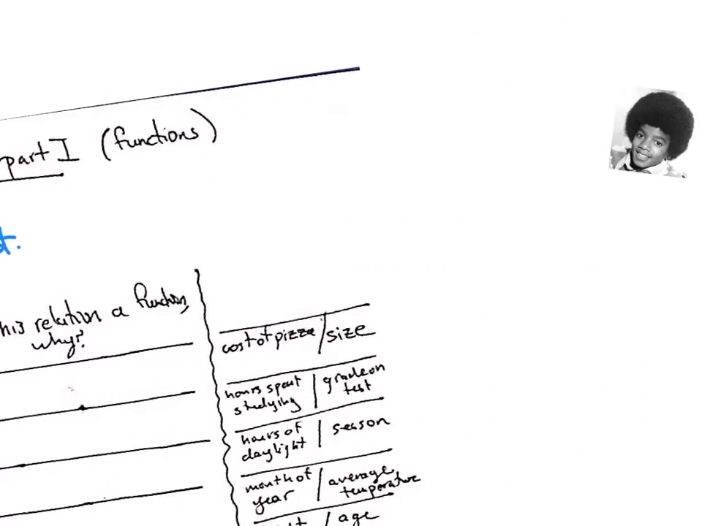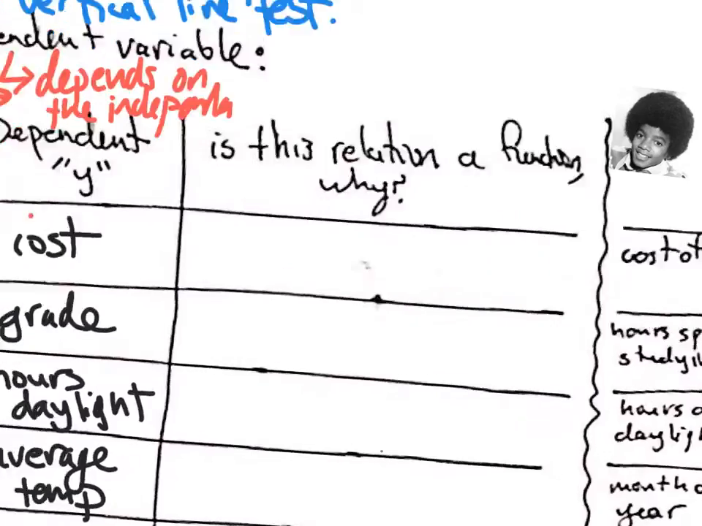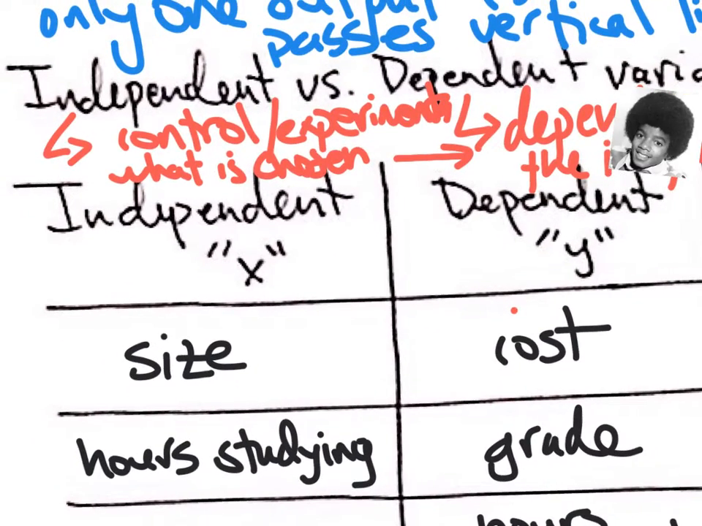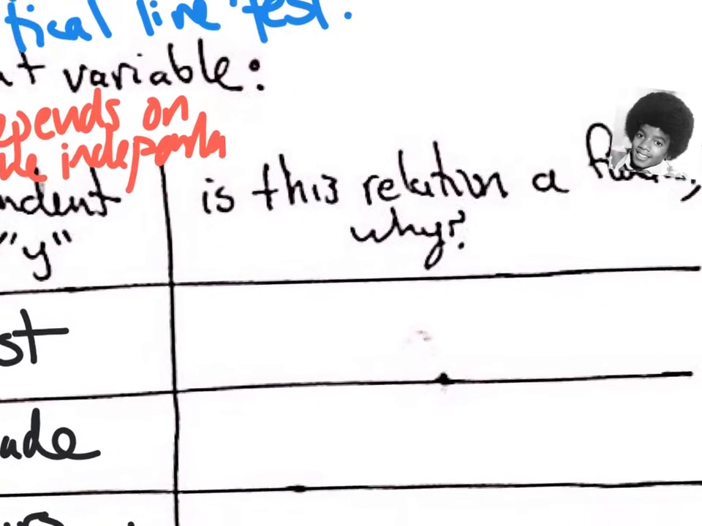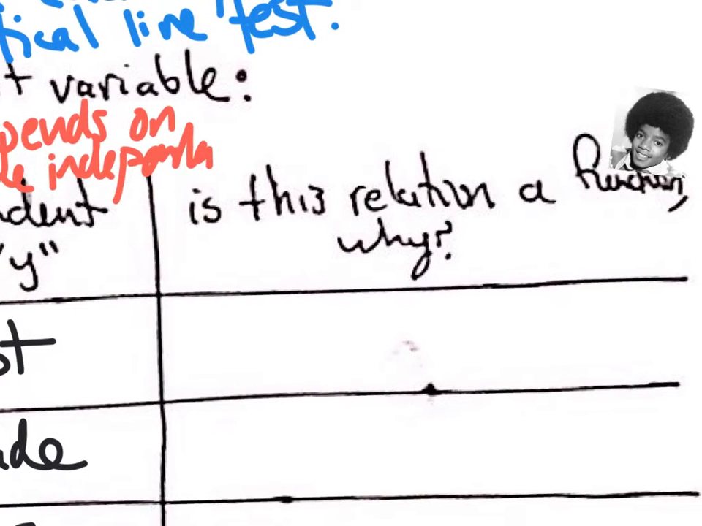So cost of pizza and the size of the pizza. And so you know that when you go and buy a pizza, you choose what size you're going to buy, and then the cost is determined by whether it's a small, medium, or large. So this part of the graph is asking, is this relation, so obviously the cost is related to the size, is it a function or not?